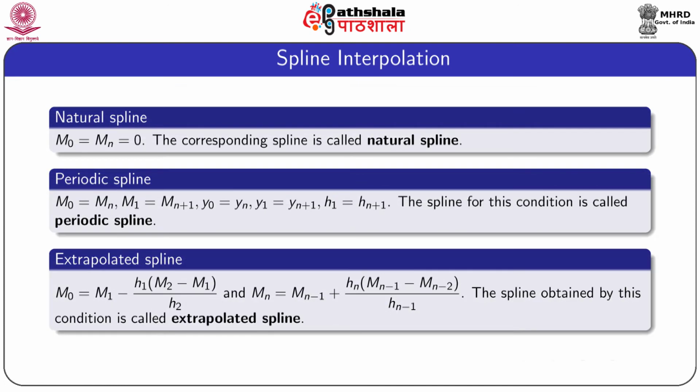And if we assume the following conditions, that means m_0 = m_1 - h_1 (m_2 - m_1)/h_2, and m_n = m_{n-1} + h_n (m_{n-1} - m_{n-2})/h_{n-1}, then the corresponding spline is called the extrapolated spline.